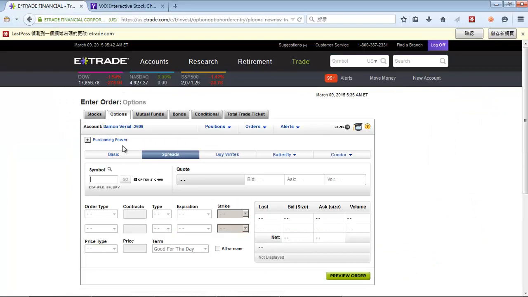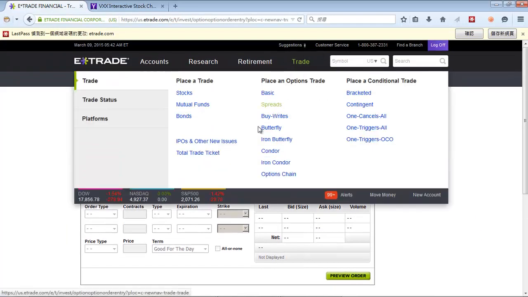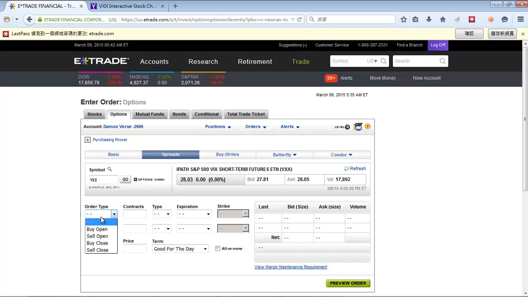So I'm going to go into my account, I'm going to go to trade, I'm going to choose spreads, I'm going to put in the symbol for the stock or the ETN or whatever, and then you're going to sell a put.